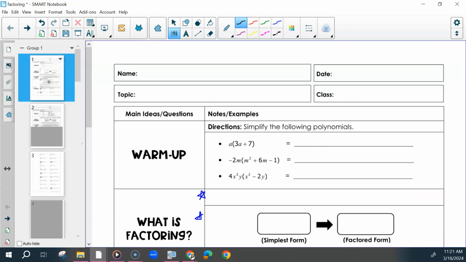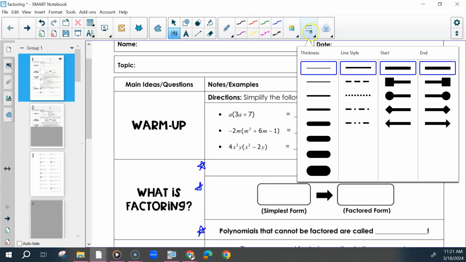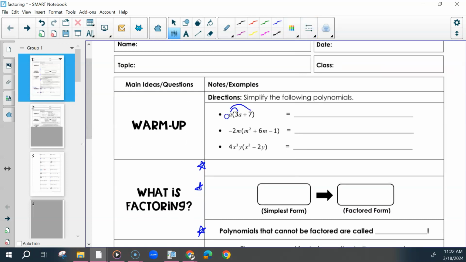So we're going to start by simplifying these. If I were to multiply a times everything here, what would this give me? 3a squared plus 7a. The next one, if I were to distribute the negative 2m to all three terms, what would that give us? Negative 2m cubed minus 12m squared plus 2m. And then the last one, multiply this to both terms. What would that give us?